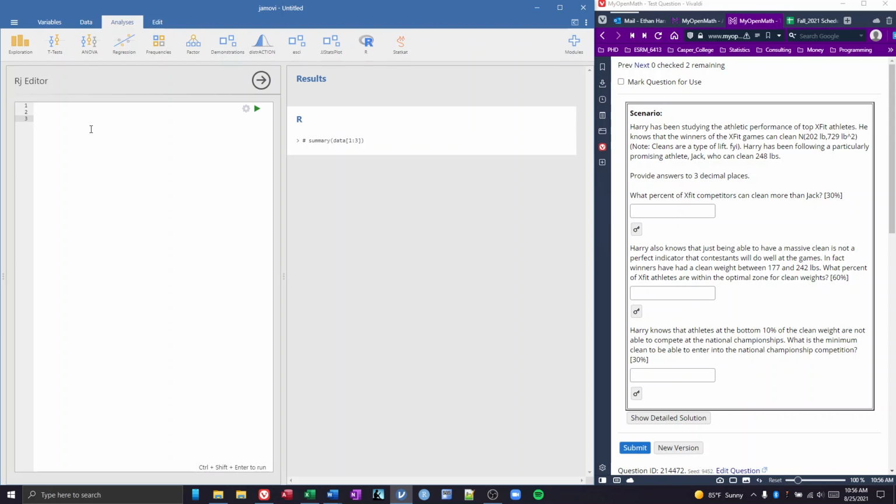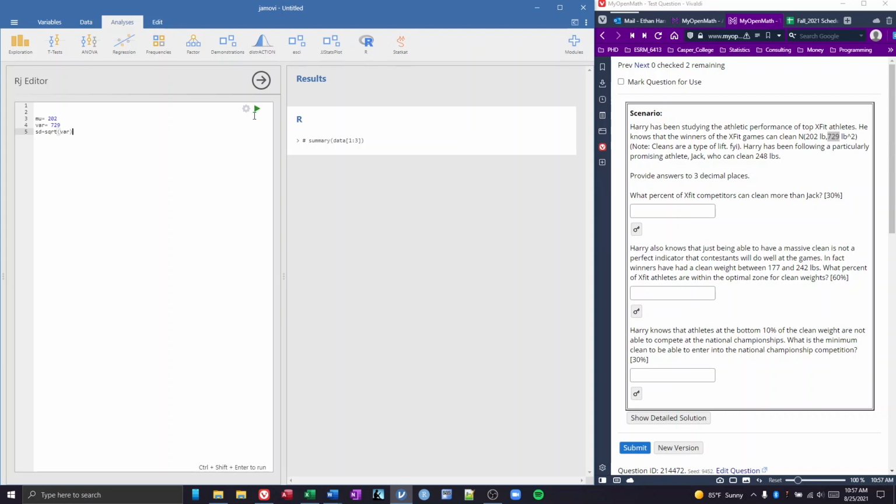So what I'm going to put in here is we can just say that mu equals the true mean of these cleans that the CrossFitters can do, which is given to us in this N statement. So the first thing given is the true mean pounds that they can clean. That's mu, and that is 202. I'm just going to hit enter, and then I'm also going to put in the variance, var. I know what that is because it's given right next to it, 729 pounds squared. So I'm just going to copy that, paste it in. And then I'm going to say that the standard deviation, SD, is equal to the square root of var.